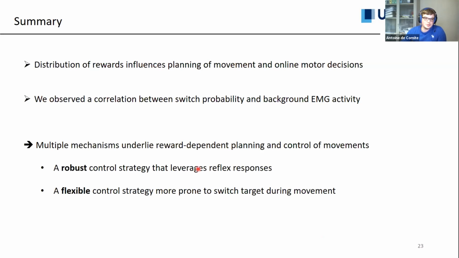The first one will be a robust control strategy. So robust means that it's better at responding to perturbation, and then you will be more likely to end up in the center targets. And this strategy is characterized by higher reflex responses to perturbation. And the second strategy will be a more flexible one. So this strategy will correspond to the one with a smaller EMG activity, and it will be more prone to switch target during movement. So when you have a perturbation, you will be more likely to go to another target during this movement.